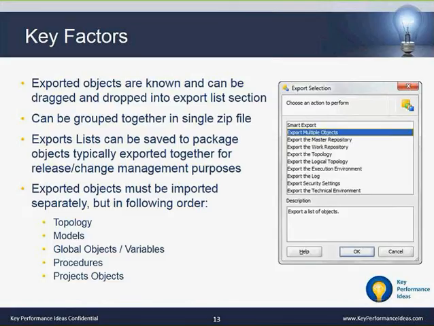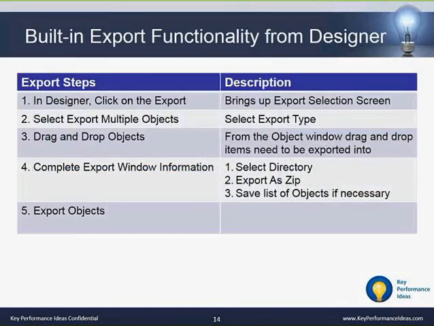So just keep in mind, when you export items and need to import them back, I always look at it from a bottoms-up perspective. Make sure you import the topologies first, then the models, then global objects, variables, and procedures, then project objects like interfaces or mappings, and then packages themselves. Just be aware of that when you're exporting things individually, because ODI assumes that you're aware of the order that you need to import them back into the system.